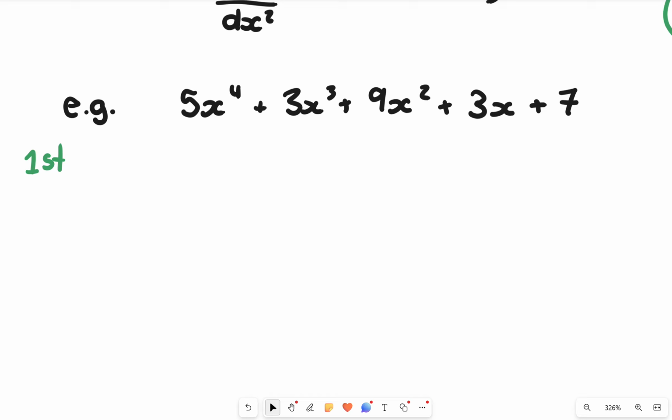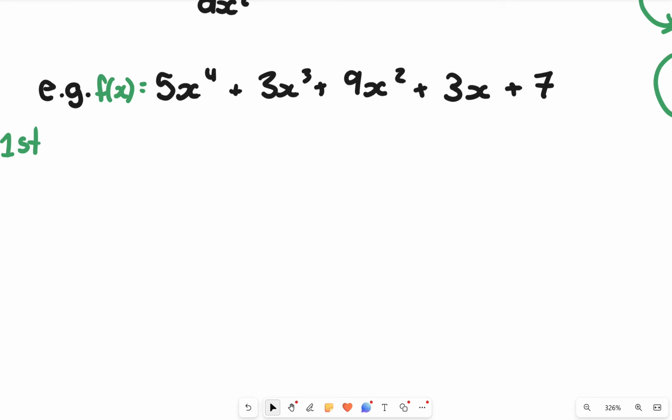So starting with the first derivative, let's say this is f of x equals 5x to the 4, 3x to the 3, 9x squared plus 3x plus 7. Okay, let's split our equation up into boxes. I'm just going to do it like this. It'll be a bit easier.